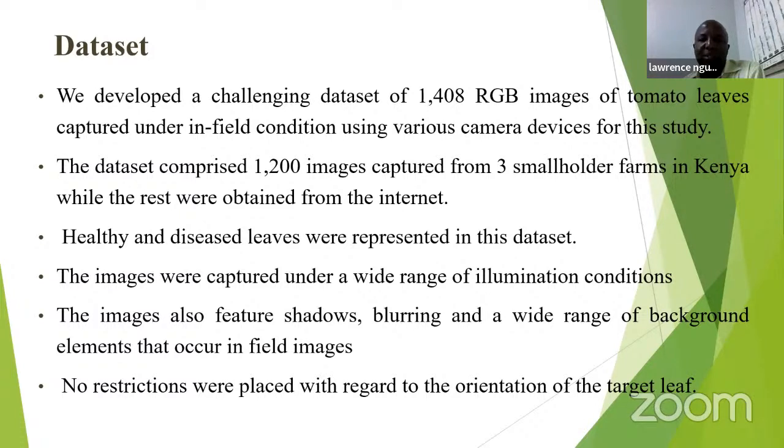They also featured shadows, blurring, and a wide range of background elements such as mulch, human hands, stems, fruits, and so on. So no restrictions were placed with regard to the orientation of the target leaf in the image. As I said earlier, the deep learning methods require fairly large amounts of data. Hence the need to have around 1,400 images.